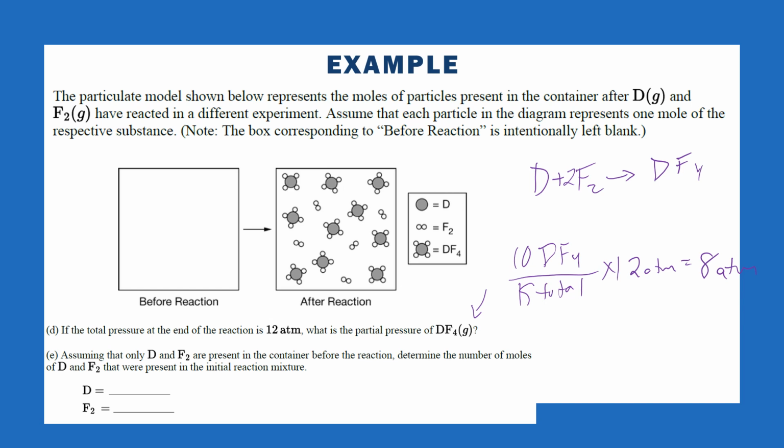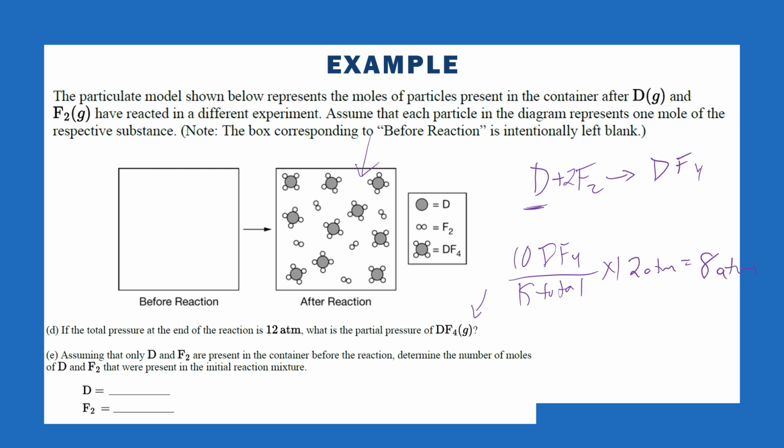All of the D atoms were completely used up because there's none after the reaction is complete. So D is our limiting reactant. F2 is our excess reactant. And then DF4 is just the product. So I need to make sure that I have the same number of atoms on both sides.